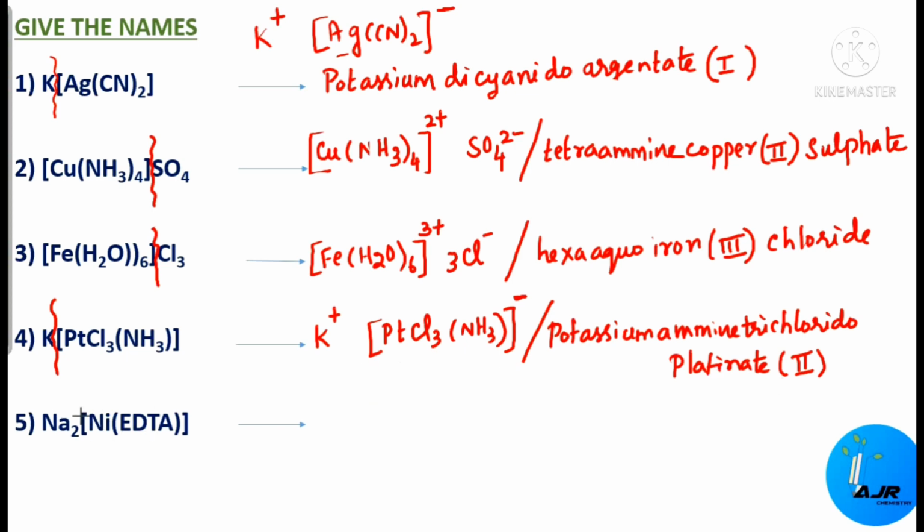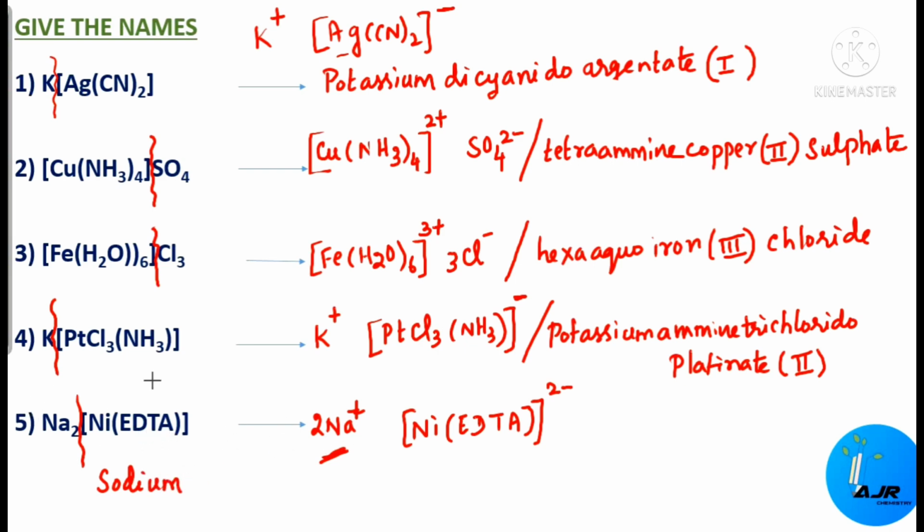Then comes the last one. Here also I'm going to divide. So this becomes 2 Na plus, and next comes nickel EDTA. What is EDTA? It is ethylene diamine tetraacetic acid. So here it becomes 2 minus. Now we are going to write the name of this compound. Since it is a simple cation, we shall write the name of the compound as such. So sodium.